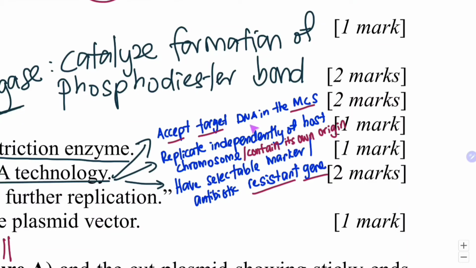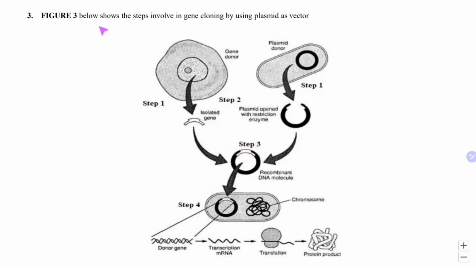So jawapan yang ini pun kita boleh guna untuk soalan yang ini, iaitu first, able to accept the target DNA in the multiple cloning site. Second, able to replicate independently of the host chromosome. Thirdly, have selectable marker ataupun antibiotic resistant gene. So sama saja jawapan dia. The last question, question 3.